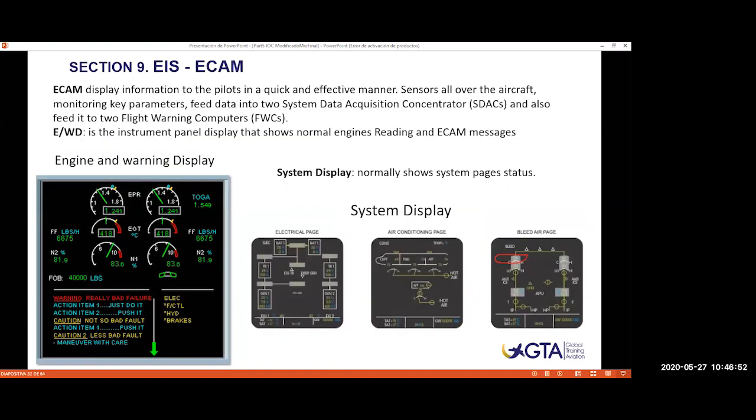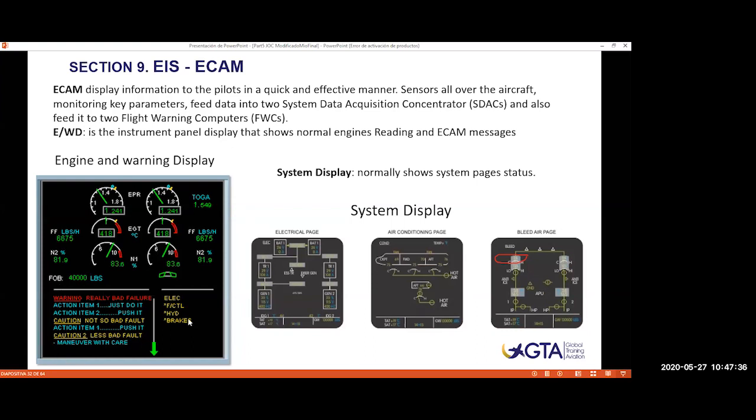So remember that the ECAM displays information to the pilots in a quick and effective manner. We have sensors all over the aircraft, and the information from the sensors goes to two computers. One is the System Data Acquisition Concentrator, the SDAC, and the other is the two flight warning computers. All of this information detected in the aircraft goes there, and afterwards is presented on these displays, on this display unit.